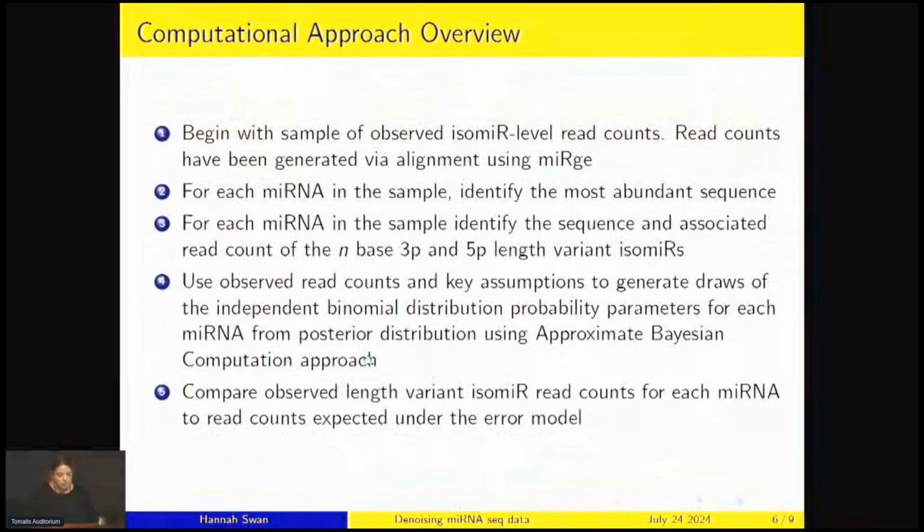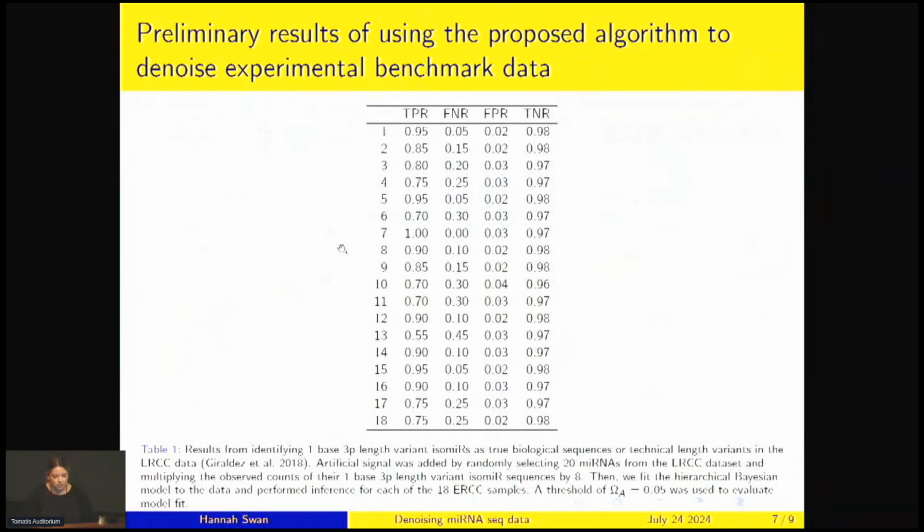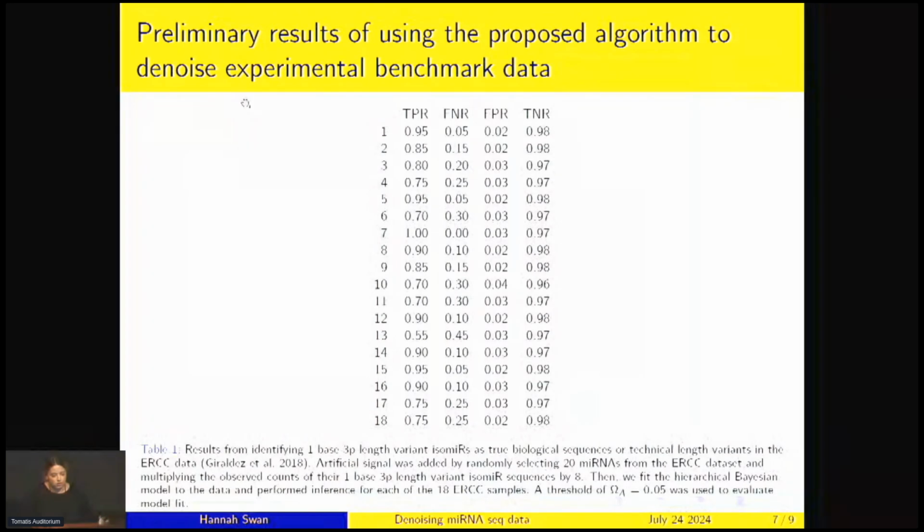And then we're going to compare the observed length variant isomer read counts for each microRNA to the read counts expected under the error model. And the idea is if only a very small proportion of drawn read counts are greater than or equal to what we observed, then the read count of that particular isomer is too abundant to be explained just by our error model.